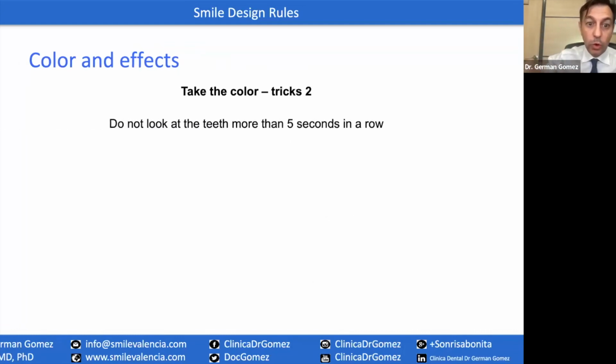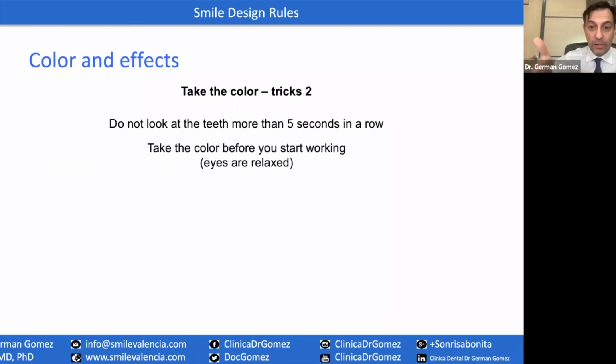Okay, do not look at the tooth more than 5 seconds in a row, because you get fatigue and then you don't see the nuances. Take the color before you start working, when the eyes are relaxed. What do I usually do? I make the gripper for the provisionals, then I do injections, I make the preparation, I take the impression, I take the bite, and then at the end I say, oh, the color. Nah, not good, because my eyes are not relaxed anymore.